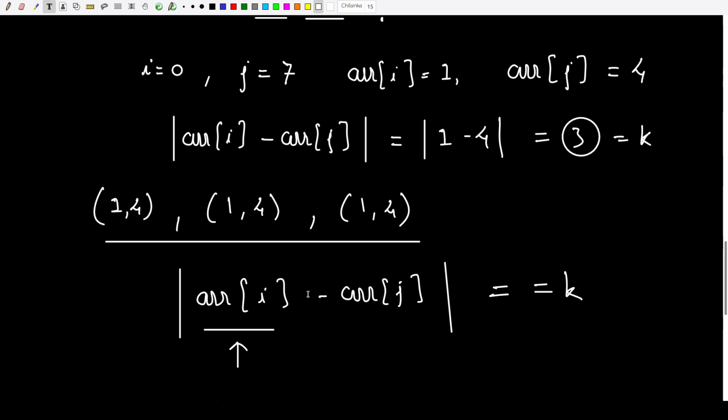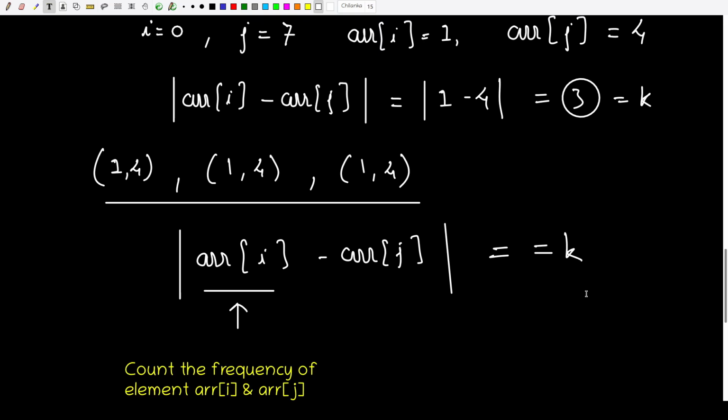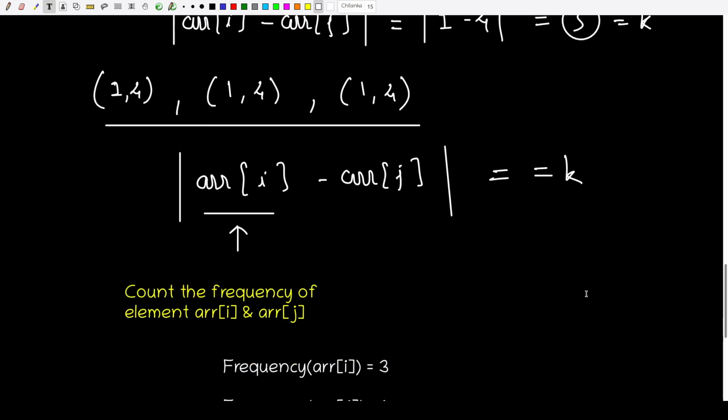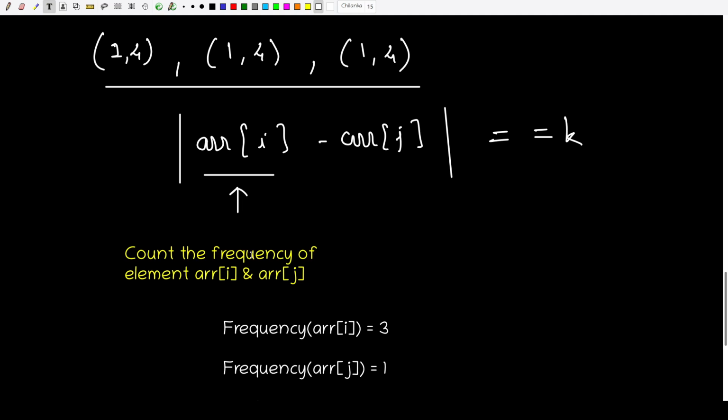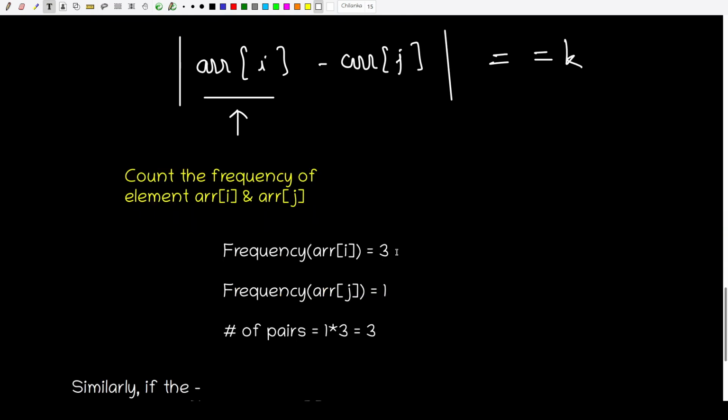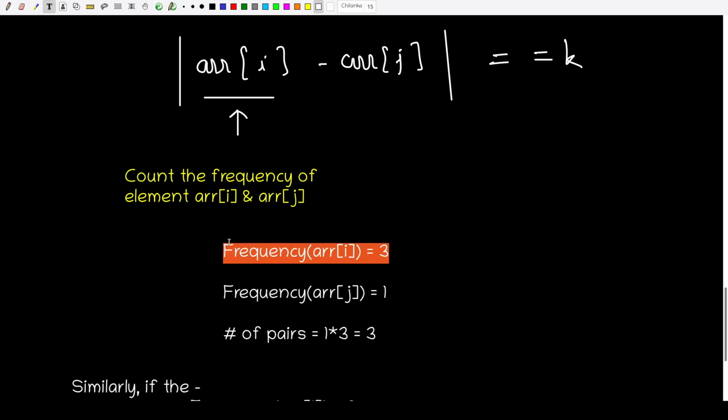So folks, this is one concept which I wanted to explain. Once we have obtained a case where the difference between the ith and jth element is equal to k, rather than just increasing the value of the answer by 1, we are going to count the frequency of elements arr[i] and arr[j]. If the frequency of both is 1, then the number of pairs is equal to 1.